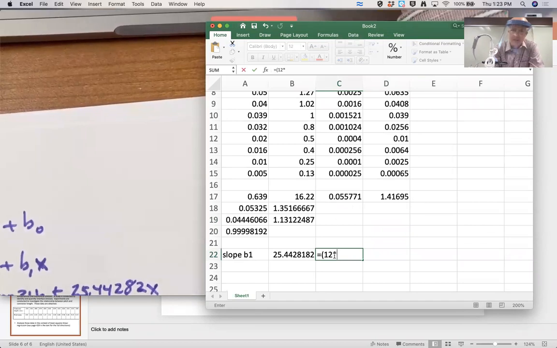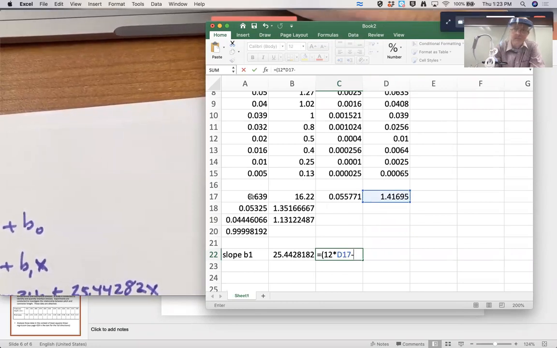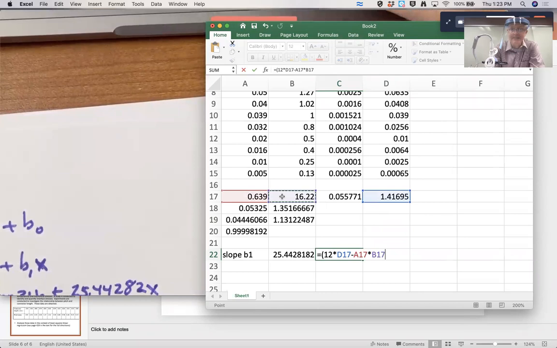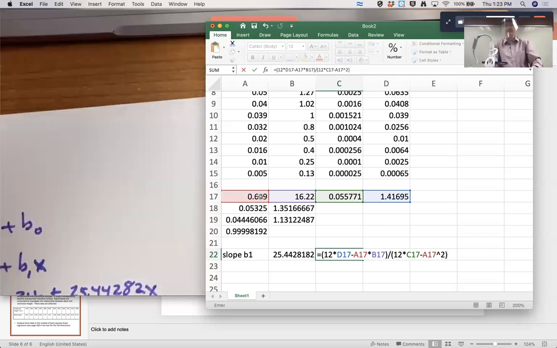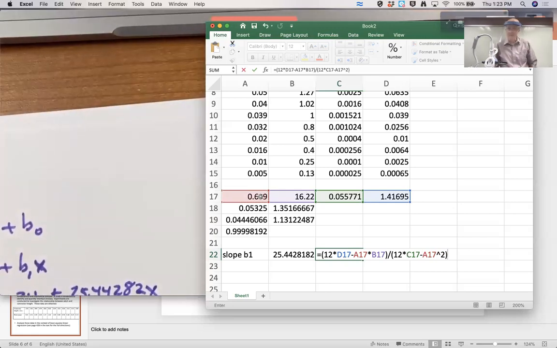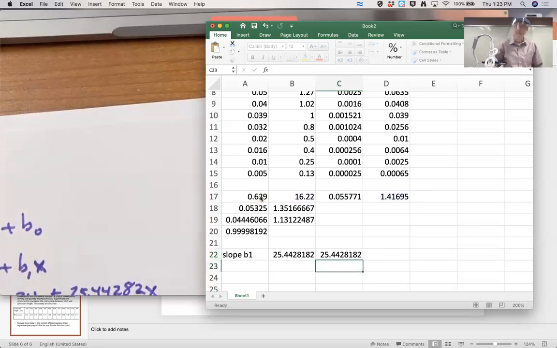12 times the sum of the xi's times yi's, that's this number, minus the sum of the x's times the sum of the y's, divided by 12 times the sum of the xi squareds. You're not squaring that thing. It is a sum of squares, but don't square it. But you do subtract the sum of the x's quantity squared there. So it's a matter of just being careful. This should be the same thing. Yay.